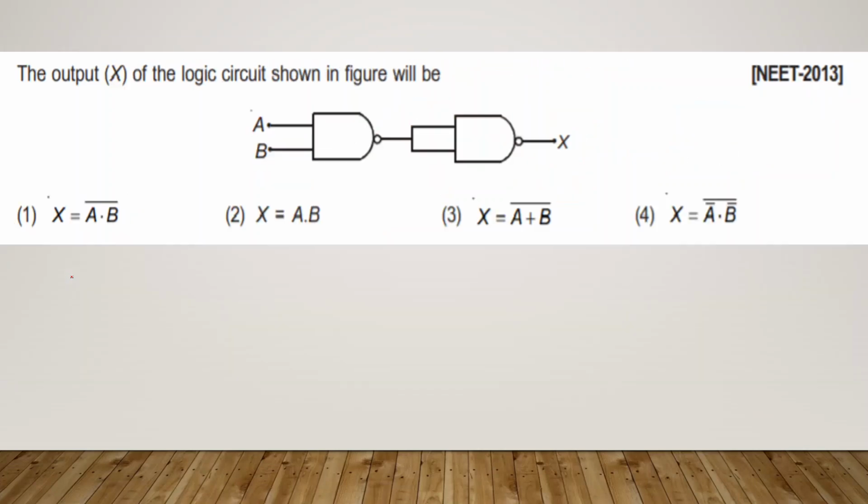So this is a NEET 2013 question. See how easy the questions they are asking. This question was asked in 2013. What is the question? The output X of the logic circuit shown in the figure is, see here, which logic gate is this one? A D symbol with a bubble. A D symbol with a bubble represents which gate? NAND gate.